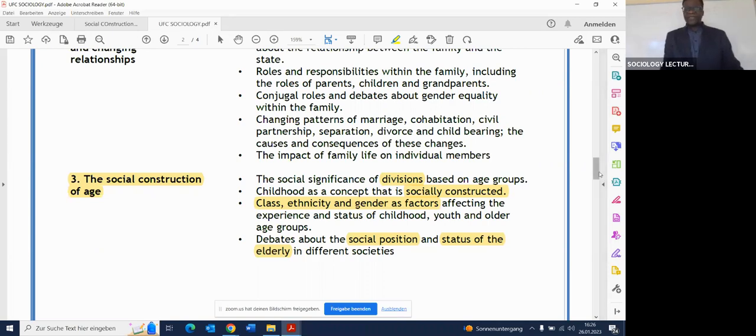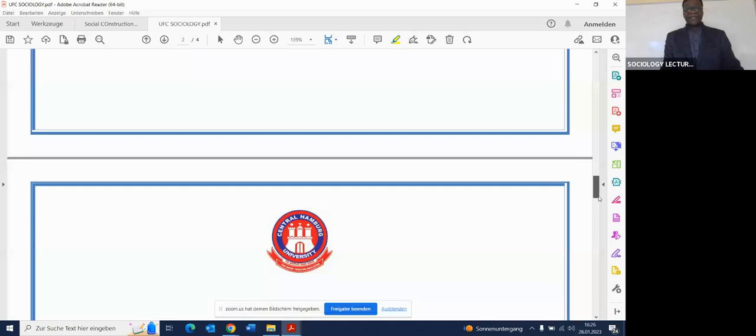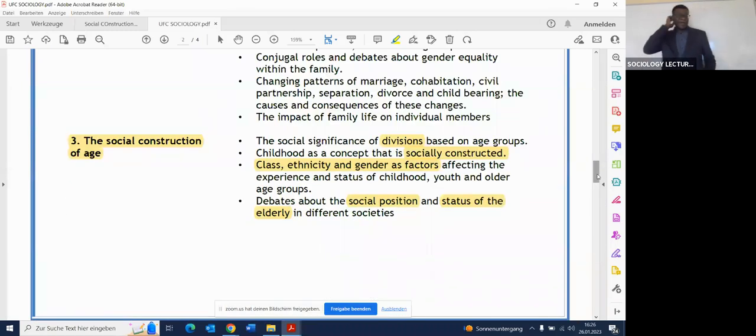Awesome. Let me check if there's any other. If not, this was it. Now, though I'm going to be sharing the screen still, take note of these bullet points. In this discussion or lecture, we are normally going to center ourselves onto age, onto age treatment from childhood, youth, and older age.